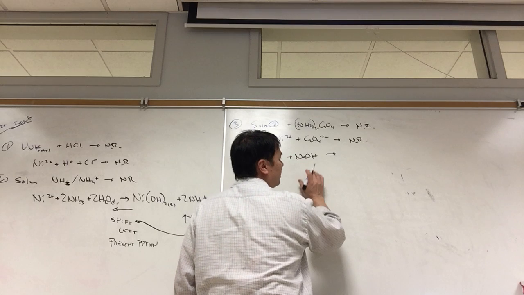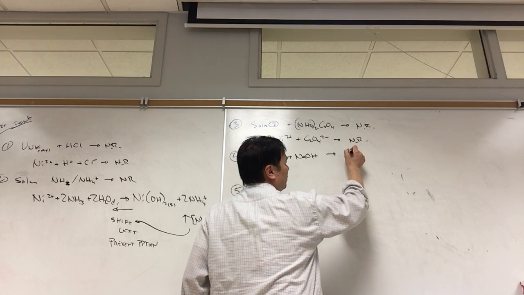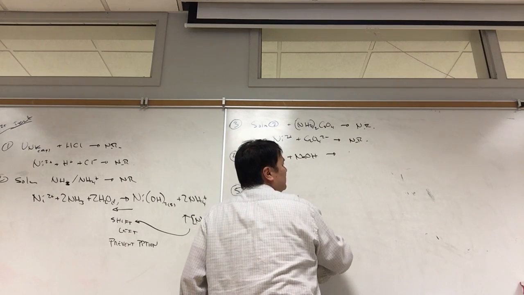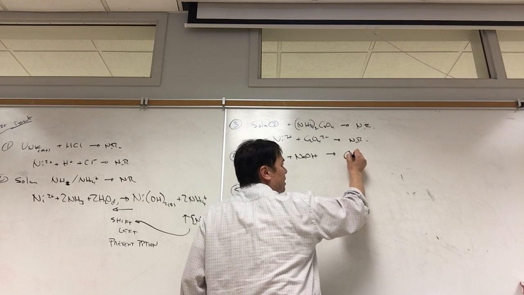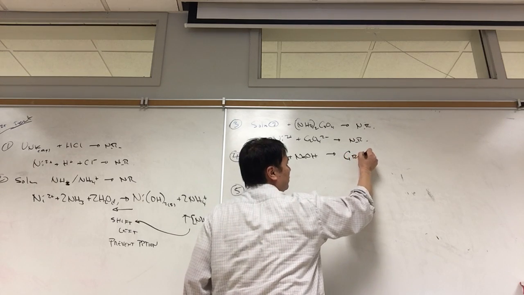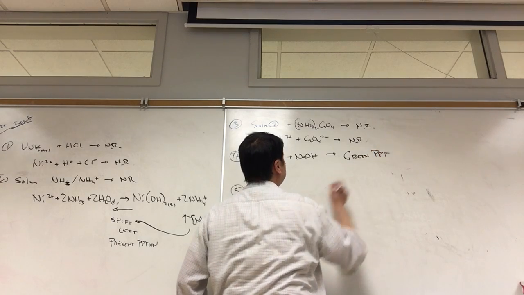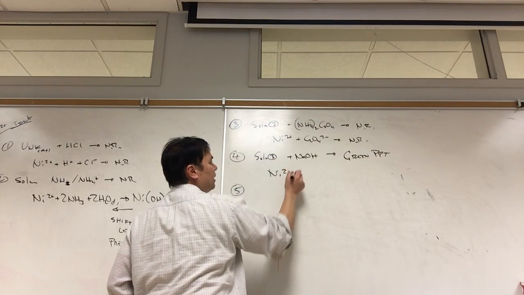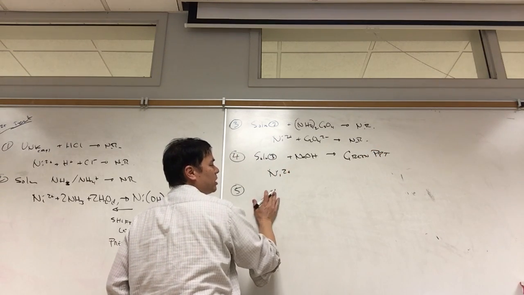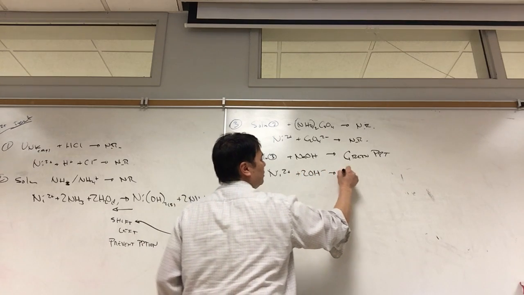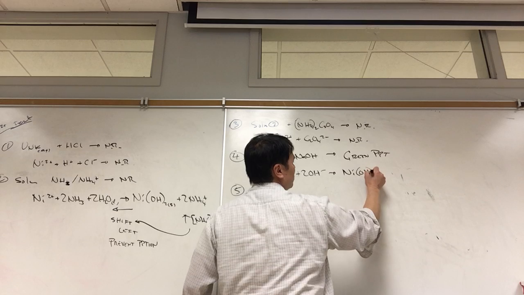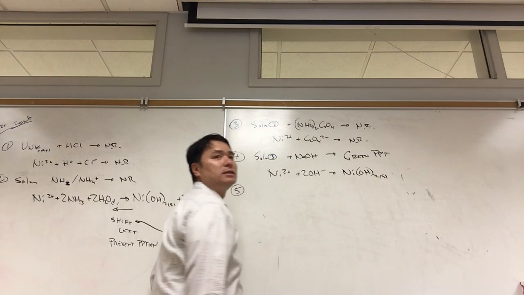What do we get here though? Well, nickel hydroxide is not white. Nickel hydroxide is green. We get a green precipitate. And so nickel 2+, rather than complexing to form a tetrahydroxo, is actually going to just precipitate out as a hydroxide. So we get nickel(II) hydroxide solid, green precipitate.